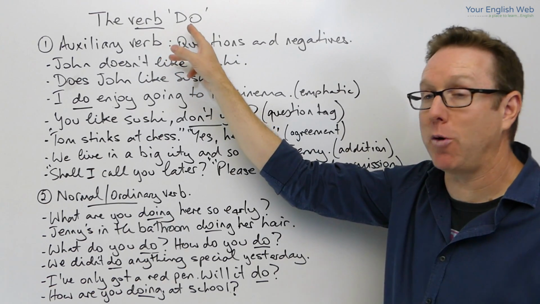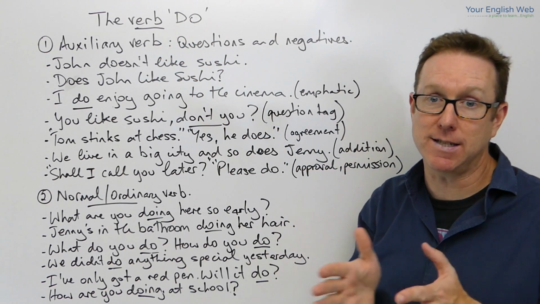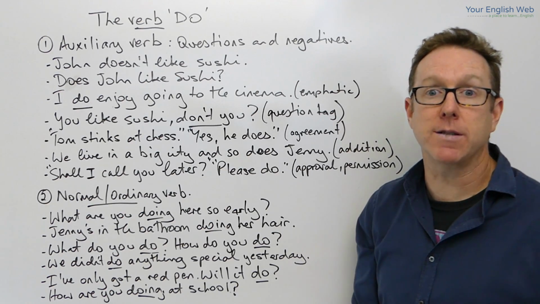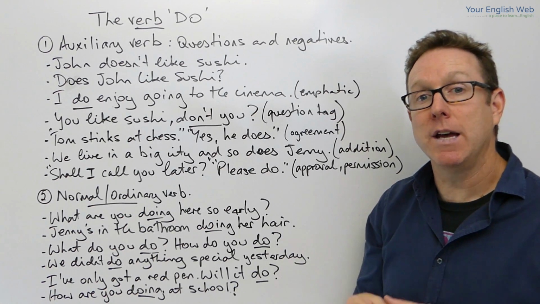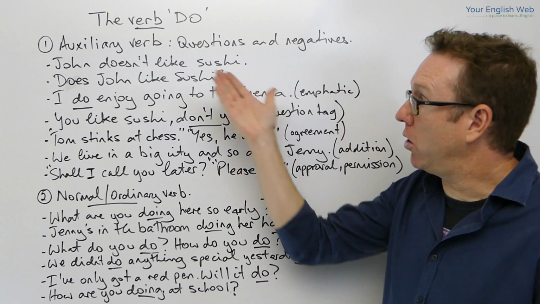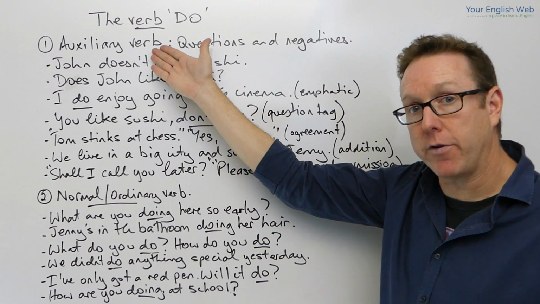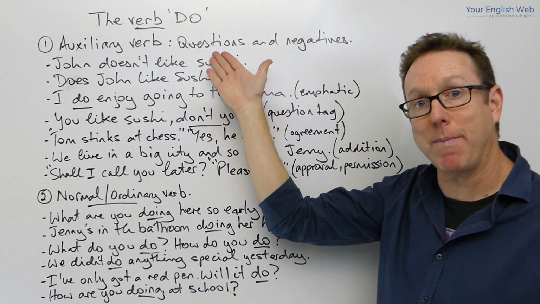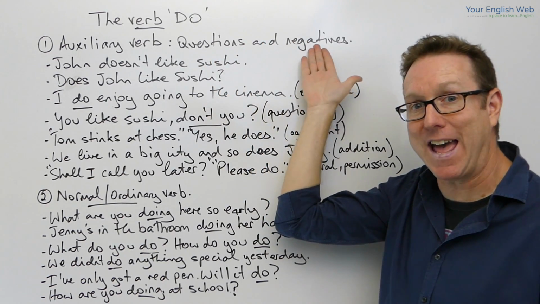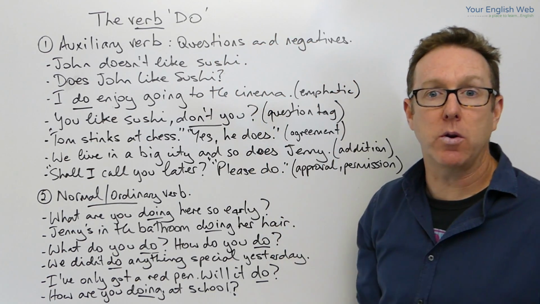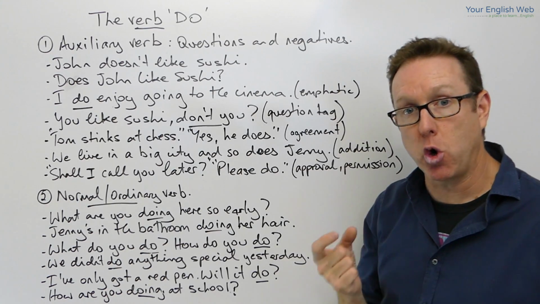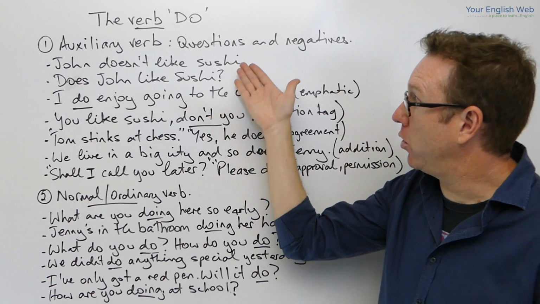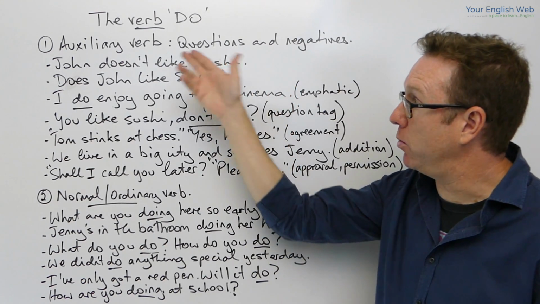Now remember that the verb to do, the past is did, the past participle is done, and the present participle, of course, is doing. So let's have a look at the auxiliary verb firstly. And we use auxiliary verbs mainly for questions and negatives. We can also use them to give short replies as well. So let's have a look at the first examples.